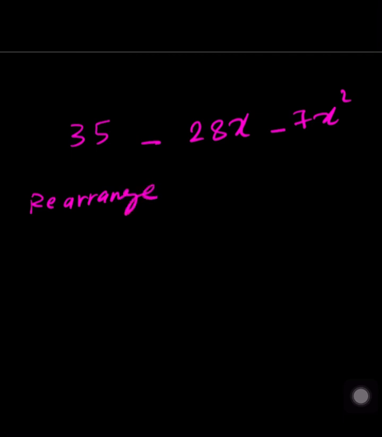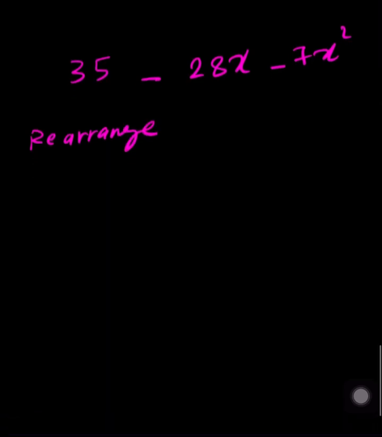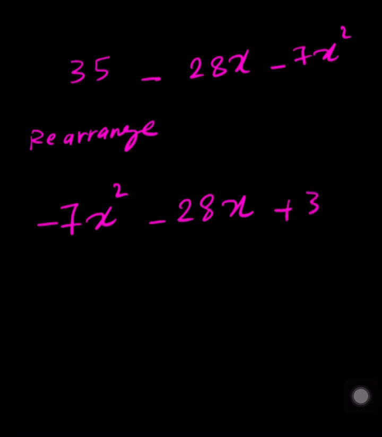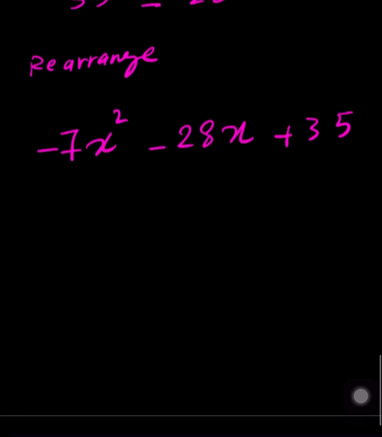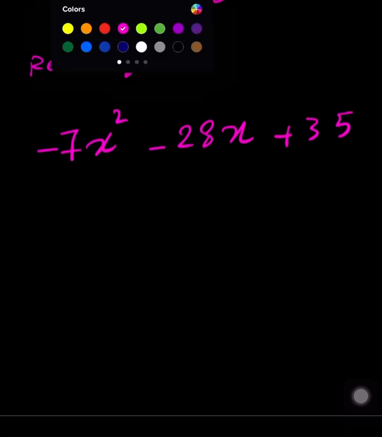Right. Last example, we have a kind of messed up quadratic equation, 35 minus 28x plus 7 minus 7x squared. So before we start, we need to rearrange. So we start with the term that has the biggest power of x, which is x squared, and that is minus 7x squared. Then negative 28x, and then the term which has no power of x, or x to the power of 0, and that's plus 35.